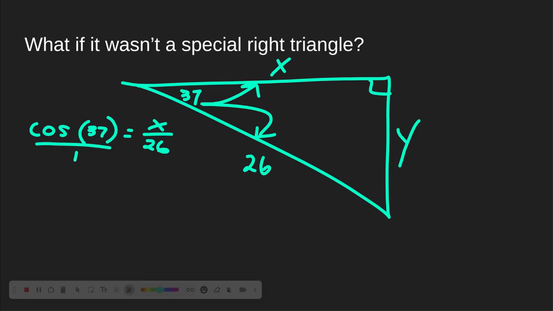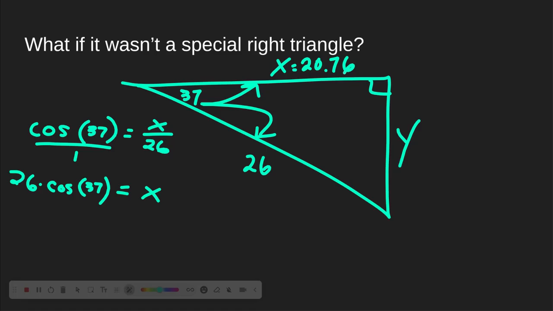So we can solve these with proportions, or we can just multiply both sides by 26. Isaac, will you do 26 times the cosine of 37? 20.764. 20.76. Does that answer make sense to you? You can always check these. It's smaller than the hypotenuse.